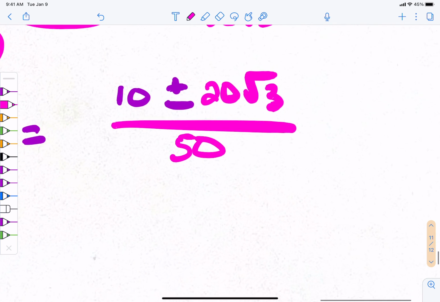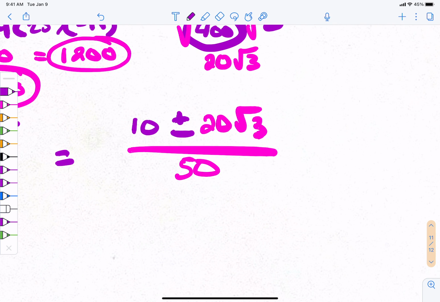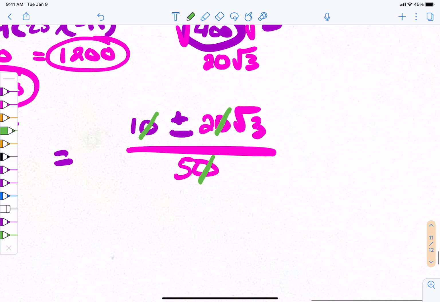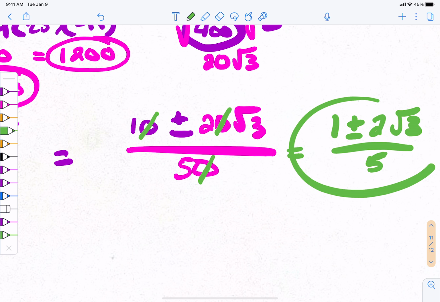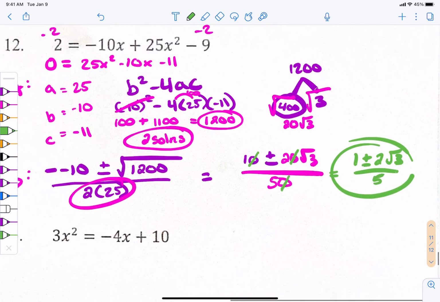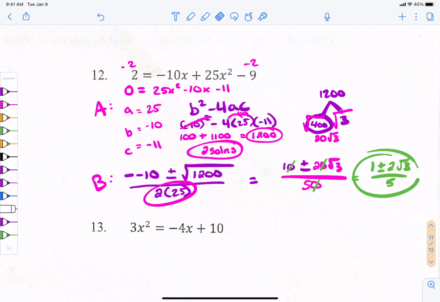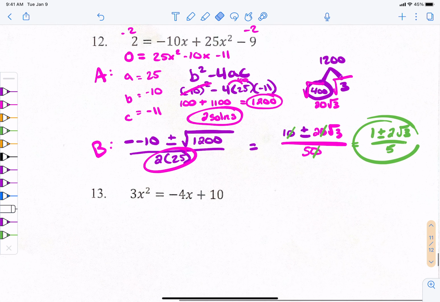And then you can do one more thing. What one more thing can you do? All of those are divisible by 10, right? So, final answer: 1 plus or minus 2 square roots of 3, all over 5. There you go. Beautiful. Easy money. Final answer. Break it down because it's proper.